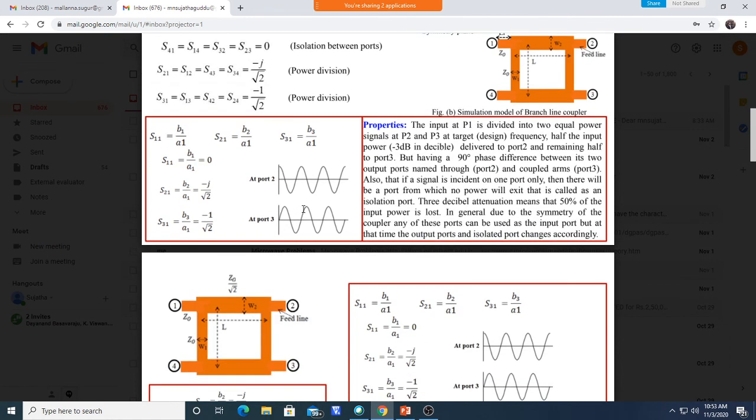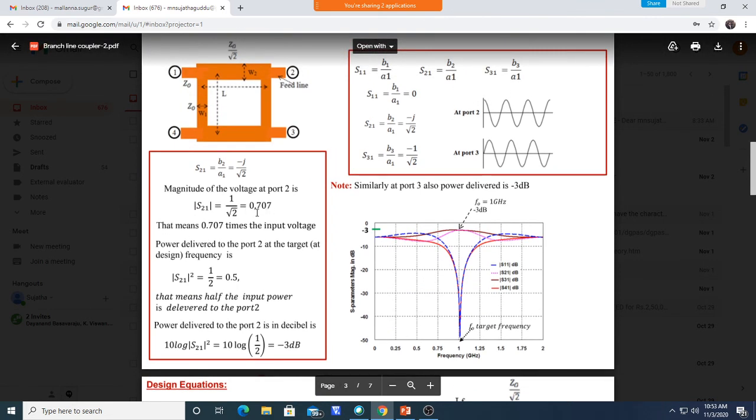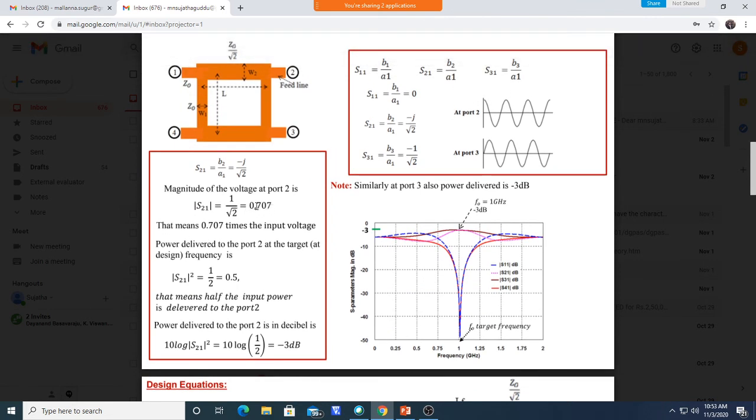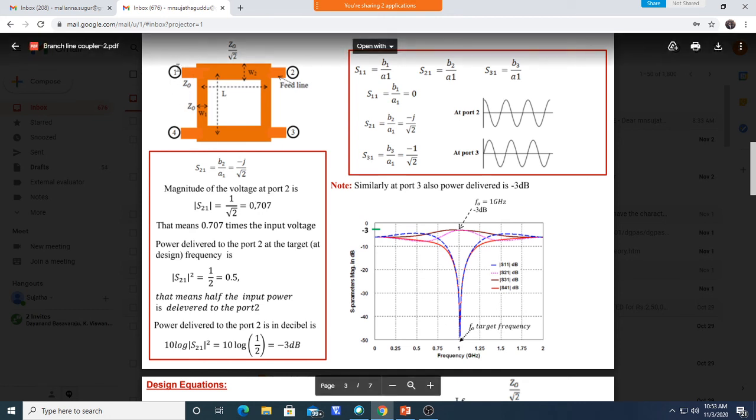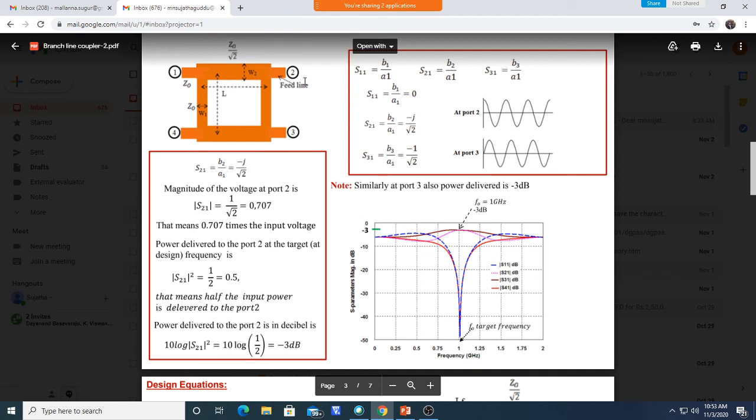See, I have shown the calculation also here. The voltage is 1 by root 2 times the input voltage. If you connect 1 volt here, what output voltage are you getting? 0.707 times the input, and similarly 0.707 times here. But we are measuring power, and in terms of power it is minus 3 dB. Input power is 1 watt, which means 0 dB. So you should get minus 3 dB and minus 3 dB from here and here. That's why I have given it here.